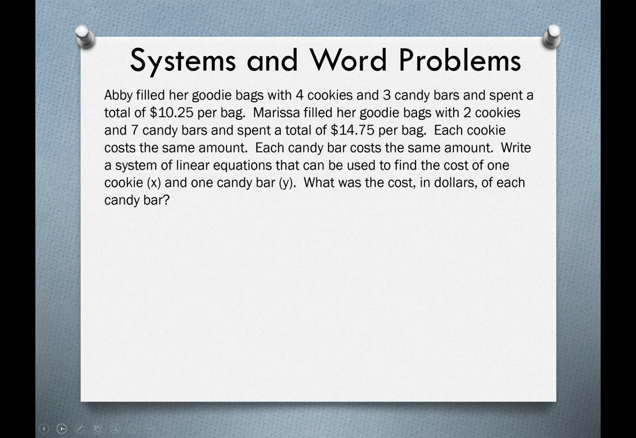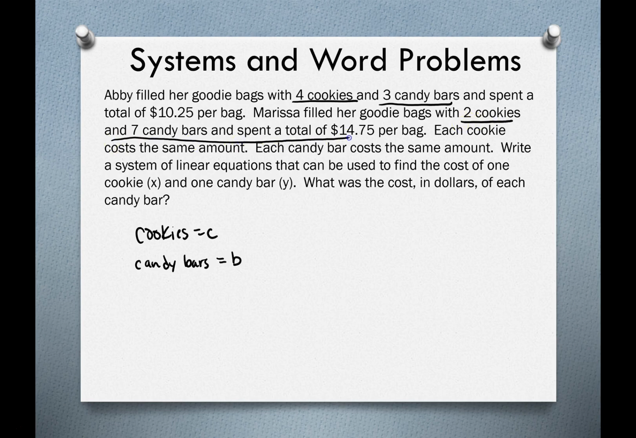All right, last one here. Abby filled her goodie bags with 4 cookies. So we'll say cookies equals C. And then we'll go with candy bars. So candy bars equals B for bars. And spent a total of $10.25 per bag. All right. Marissa filled her goodie bags with 2 cookies and 7 candy bars and spent a total of $14.75.